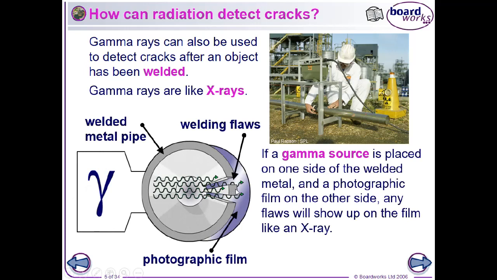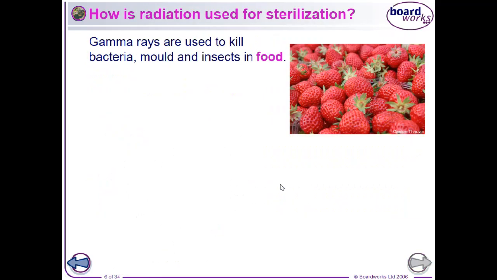Here, for example, if there's any cracks in the weld, then we'll get more gamma radiation passing through that weld where there's a crack. And here, for example, we can use detectors like photographic paper. We put the photographic film around the pipe, put the gamma source next to one side of the pipe, and we can take a photograph of the thickness of the pipe. Where more gamma radiation passes through, where we have a flaw, then the photographic paper will change colour more, like an X-ray of the pipe.